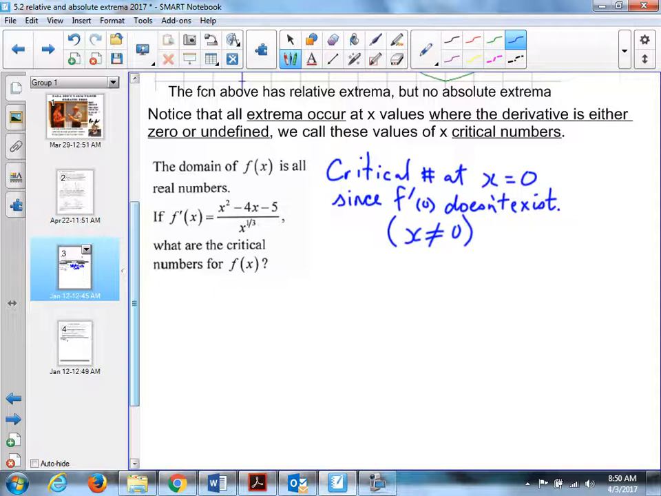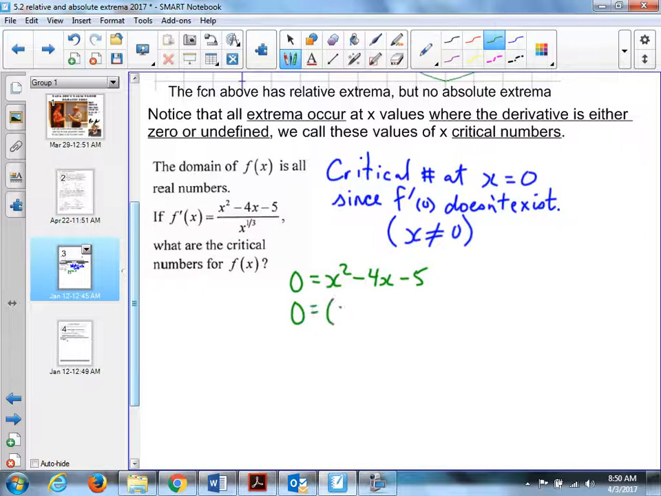Now, the original function, it could have equaled 0. Okay? We were told that. There's a critical number at 0, and then we've got to set the numerator to 0 there. Right? So setting the numerator 0 from the derivative, like x squared minus 4x minus 5. We just have to factor.